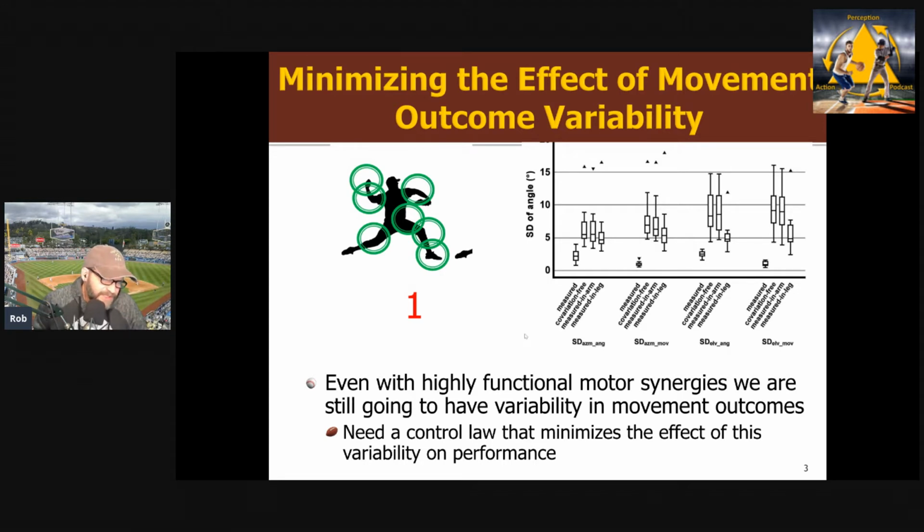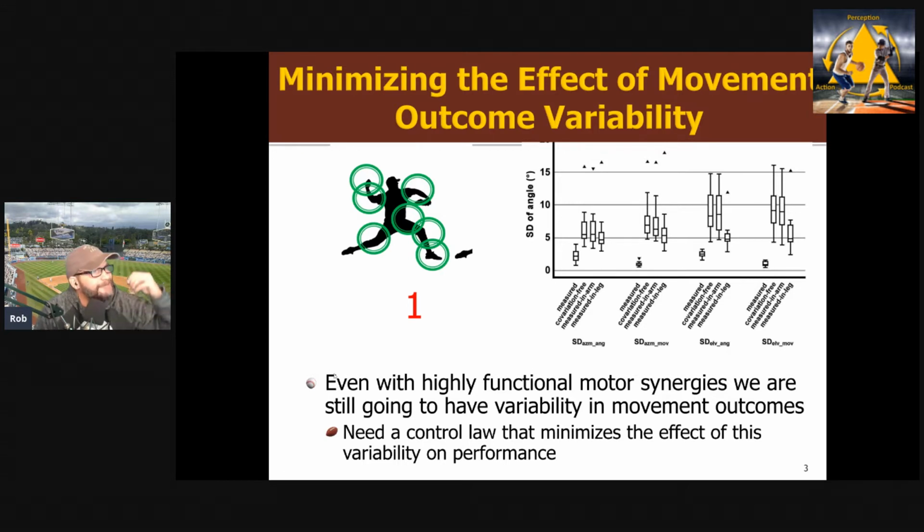So in the control law that we use and the one that emerges, we want it to be tolerant to this variability, tolerant to the fact that we're not going to be able to produce the exact same hand position when we release the ball as a pitcher. And we're going to see there are different strategies, different control laws that we can use, that are more and less effective at minimizing the sensitivity to this variability.